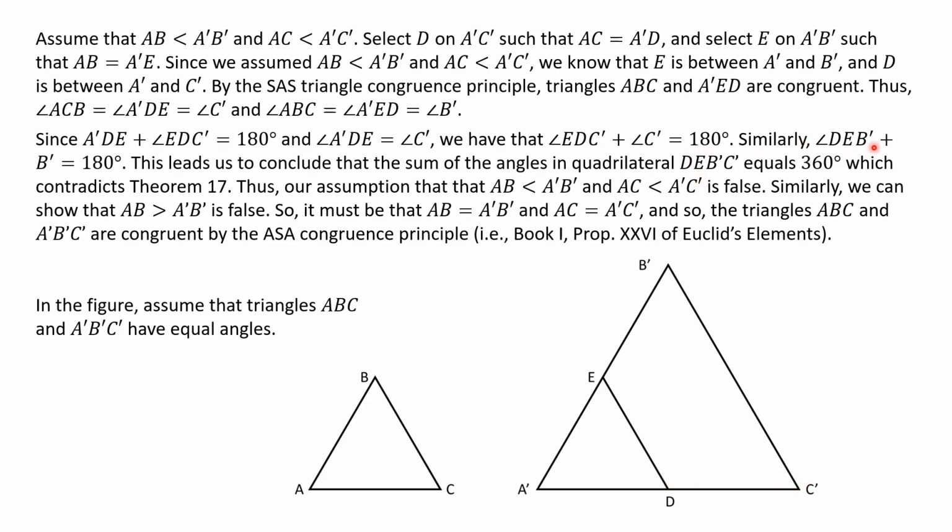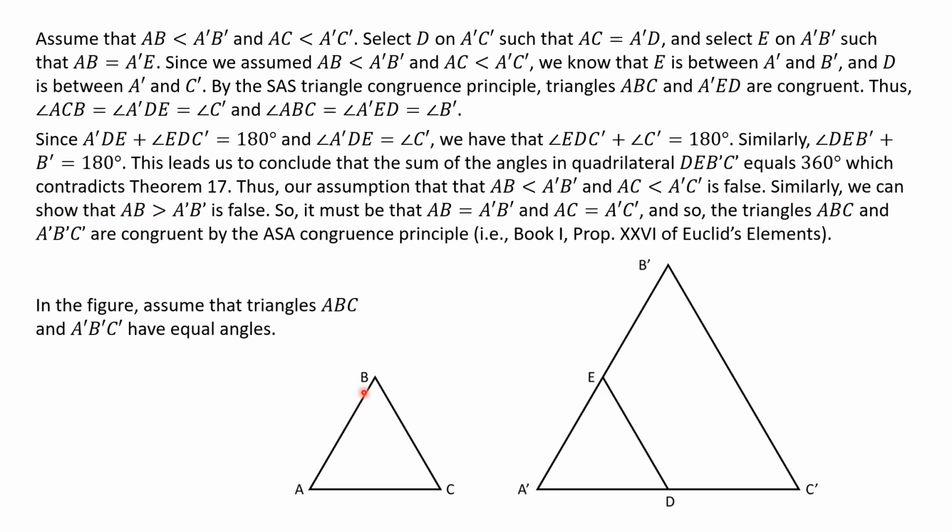Similarly, the angle DEB prime plus the angle at B prime is equal to 180. That gives us that the quadrilateral DEB prime C prime has the sum of its angles equal to 360. But we showed for hyperbolic geometry that the sum of the angles of a quadrilateral is less than 360 in theorem 17. Thus, our assumption that we started with is false.